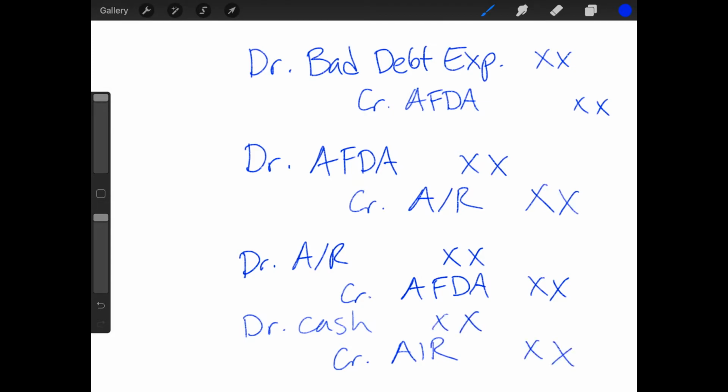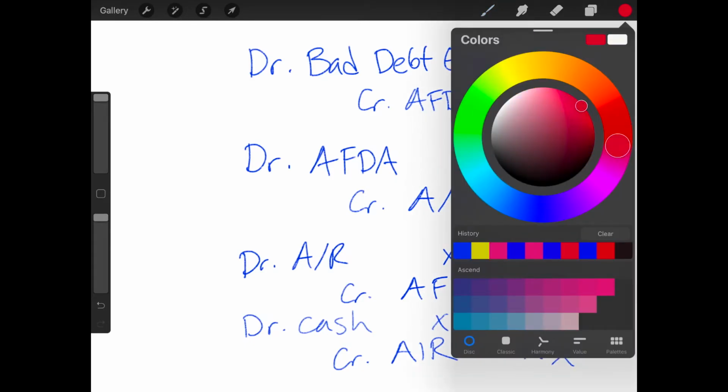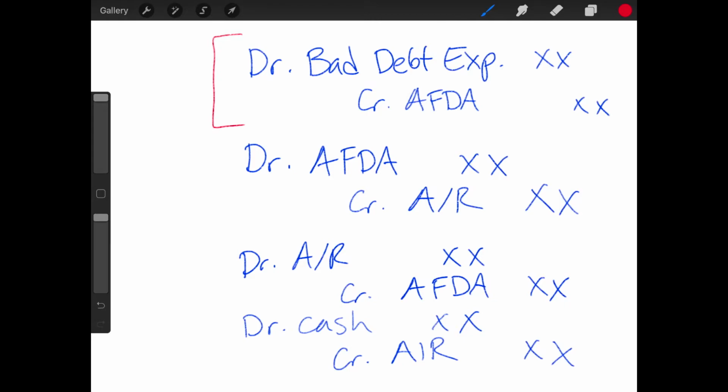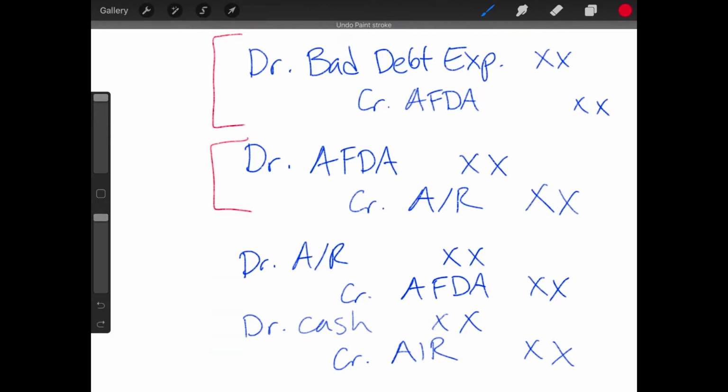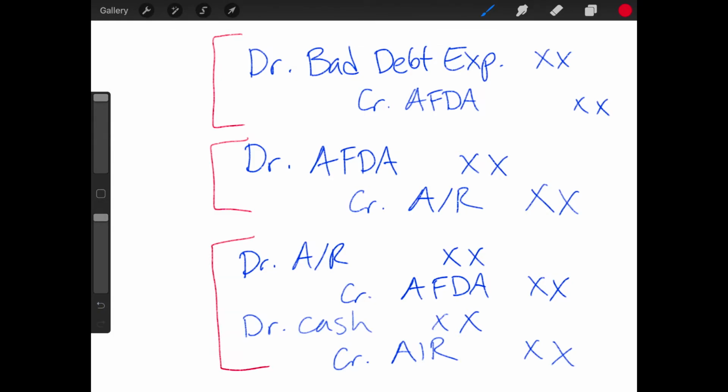Okay, great. So what I'm going to do now is highlight each of these transactions individually. That top one is recording bad debt expense, the middle one is the write-off, and then that last one with the two journal entries is when a customer is actually paying you back on an account that was previously written off.